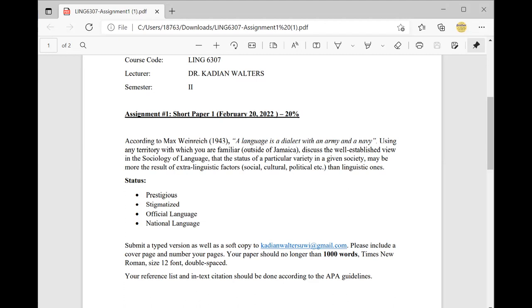Because just as English has a system in terms of its phonology, its syntax, etc., Jamaican Creole and Haitian Creole too have systems. So essentially what we're looking at is the fact that social, cultural, political factors, these extra-linguistic factors, are what affect the status of a language.